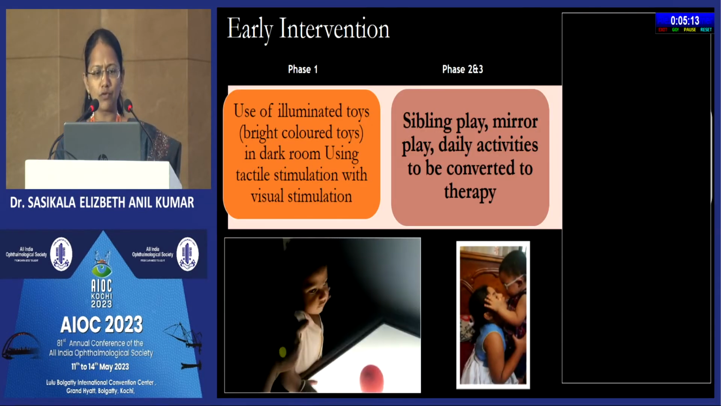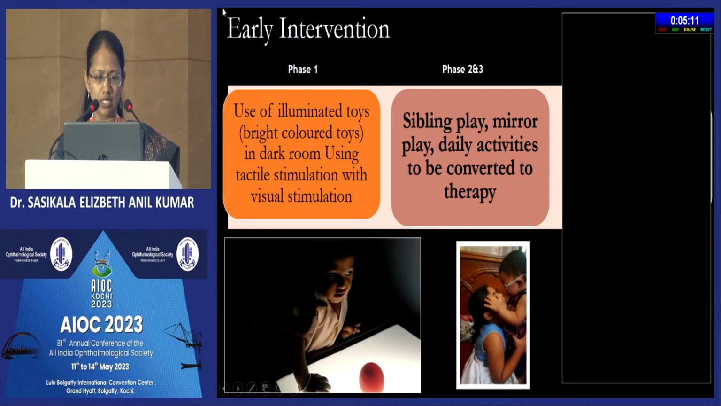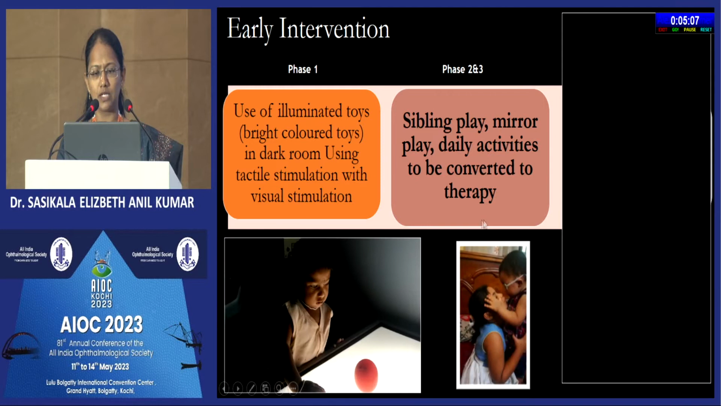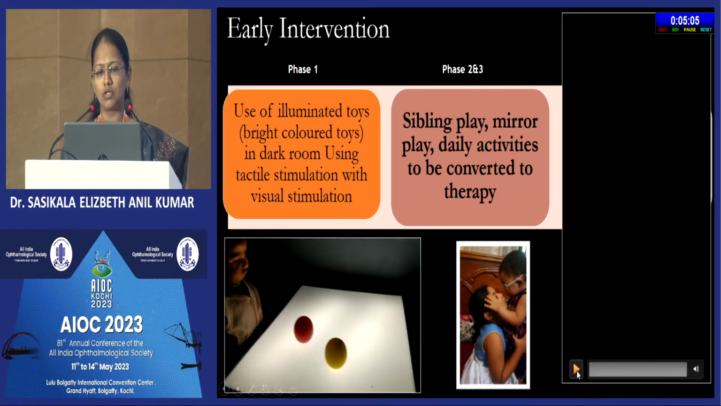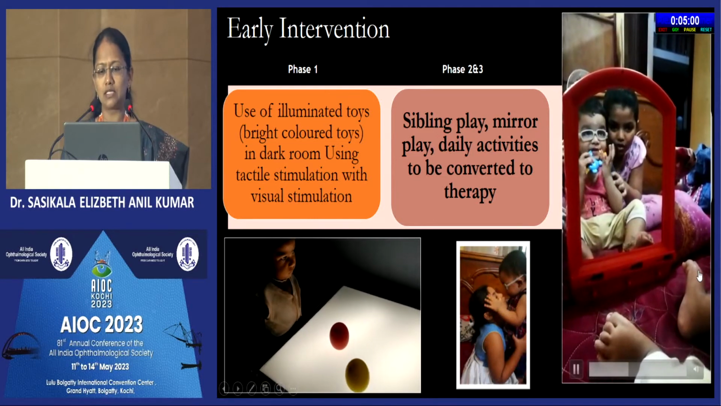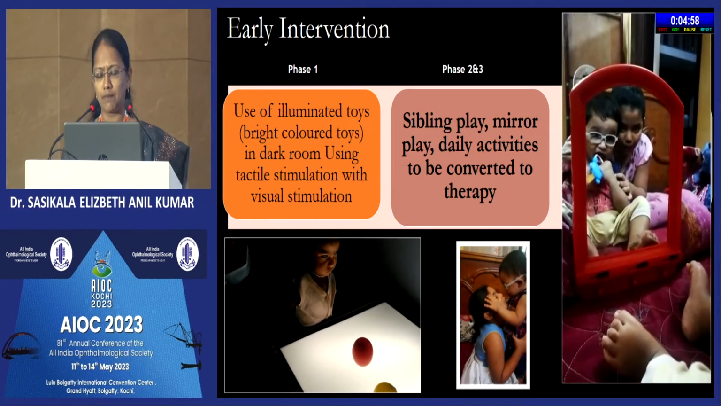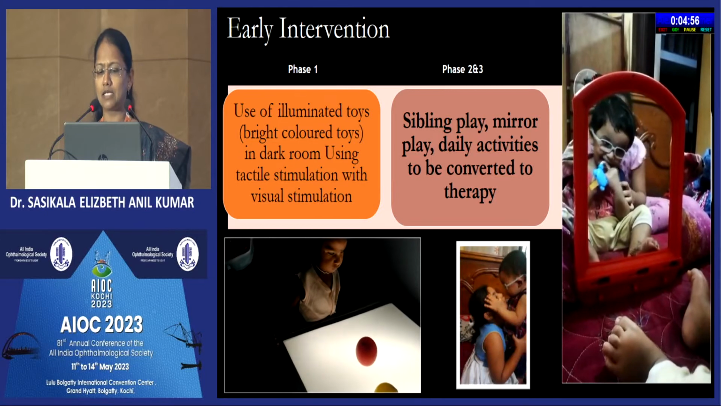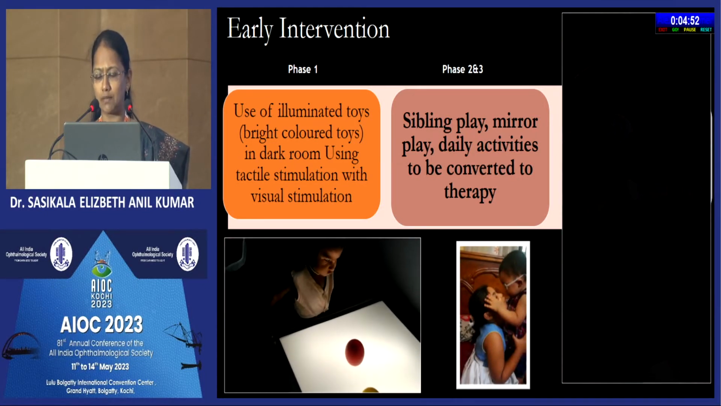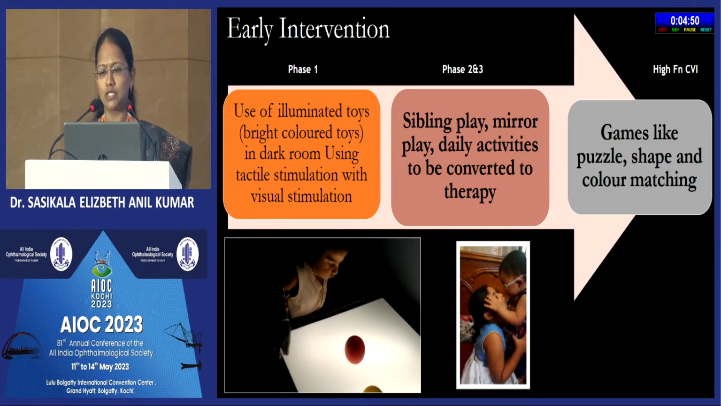In early intervention phase 1, you can use an illuminated toy. You can use bright colored toys in a dark room using tactile stimulation. In phase 2, sibling play. Sibling play has a very big role. Mirror activities, daily activities can be converted into therapy. In sibling play, it basically takes the stress off the parents. When the siblings are involved, the whole family takes up responsibility for the intervention for the child.